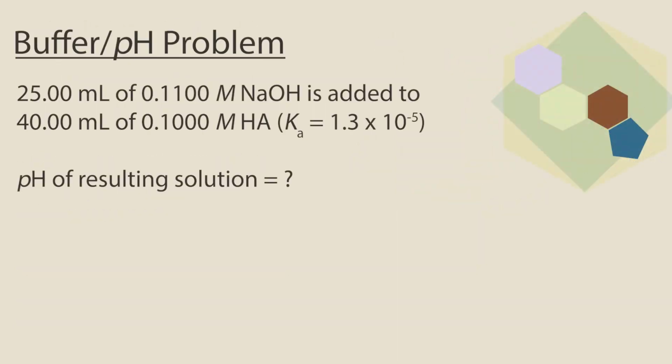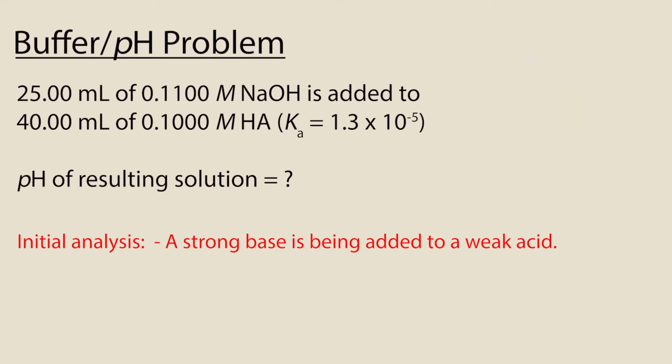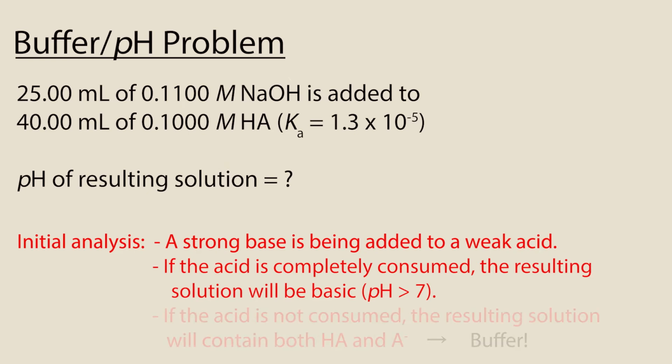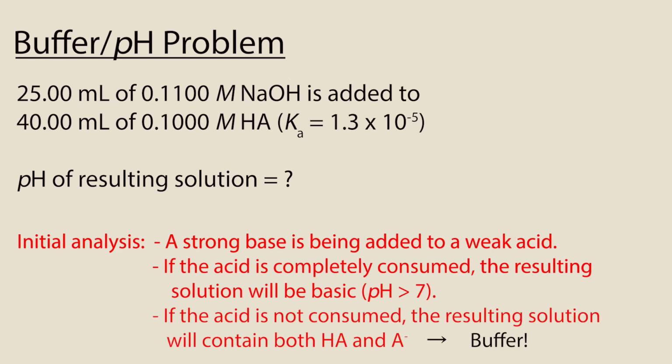Now let's look at a problem in context. In this problem, we are adding 25 milliliters of sodium hydroxide to 40 milliliters of a weak acid. In order to calculate the resulting pH, we must first analyze the facts. A strong base is being added to a weak acid. If the acid is completely consumed, the resulting solution will be basic. If the acid is not consumed, the resulting solution will contain both weak acid and conjugate base, and therefore most likely be a buffer solution.